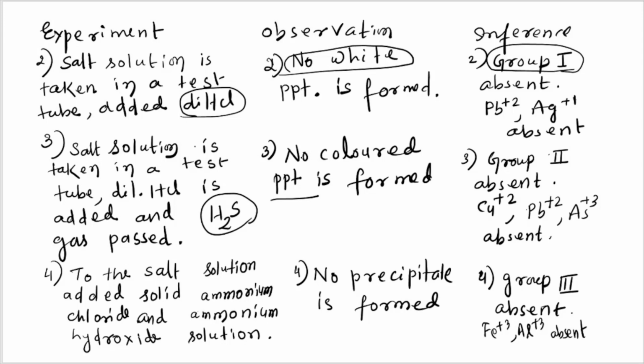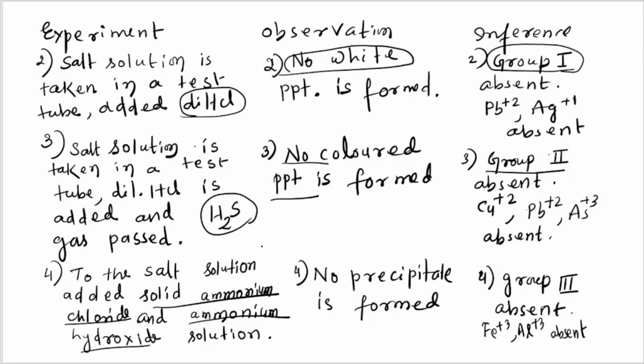But since there is no color, that is why group 2 is absent. After group 2, where will you go? Group 2 absent, you will go to group 3. Here, what will you add to the salt solution? Ammonium chloride, that is solid, and ammonium hydroxide, that is in aqueous solution form.